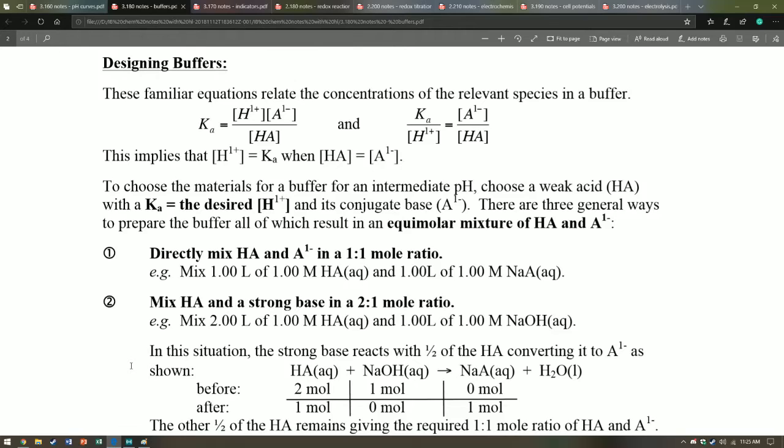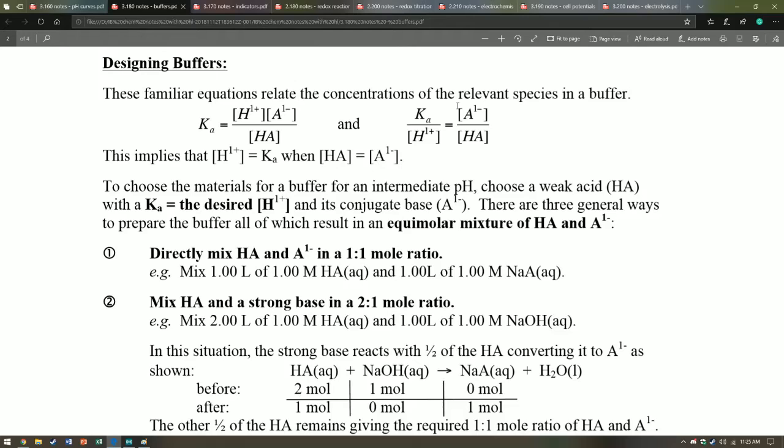So, firstly, let's rearrange this Ka expression here. Let's rearrange Ka. First, let me erase everything here. Select all, delete. Let's rearrange Ka. So we have this expression for Ka, and we can just rearrange it to this. We just divide it by H plus here, and we get that.